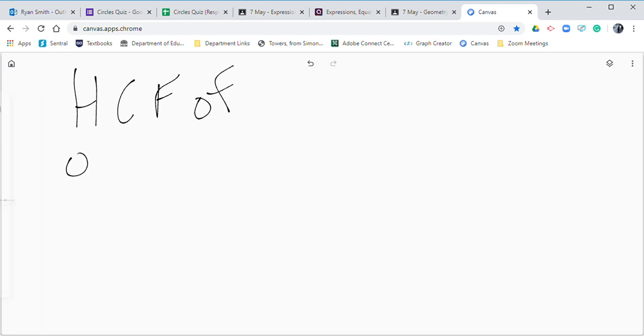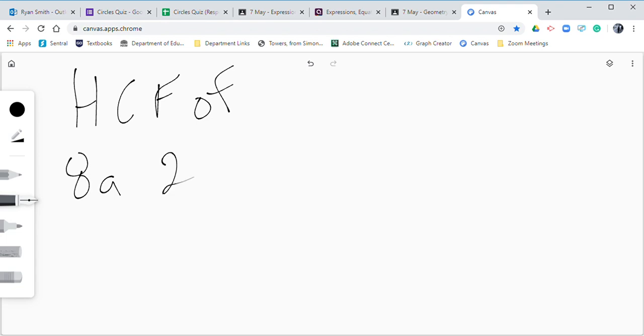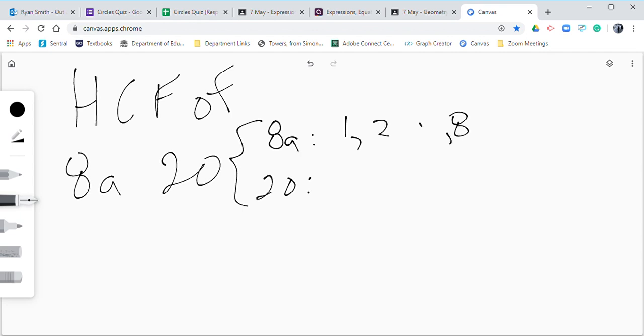If I asked you to find me the highest common factor of 8a and 20, the first thing I do is list them. 8a, and 20. So what multiplies to make 8? Well, I know we would have 1 and 8. You'd have 2 and 4. And I can't think of anything else that multiplies to make 8.